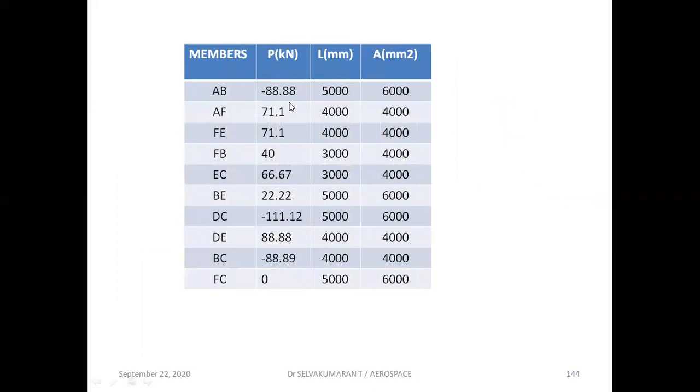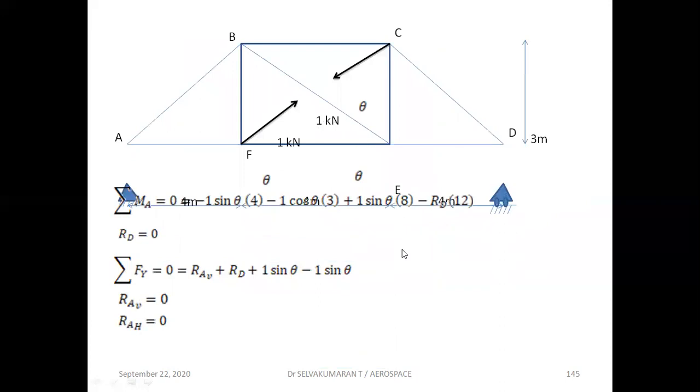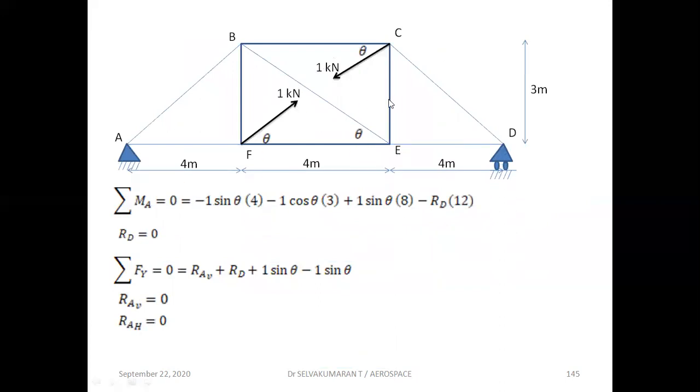Now enter all the values in the tabular column: members, and these are the forces acting on the member due to the external loading, length of each member, area of each member. Now we have removed the member FC. In that location, introduce a unit load acting 1 kilonewton away from the joint F and 1 kilonewton acting away from the joint C, in the same direction or same inclination of the diagonal member CF.